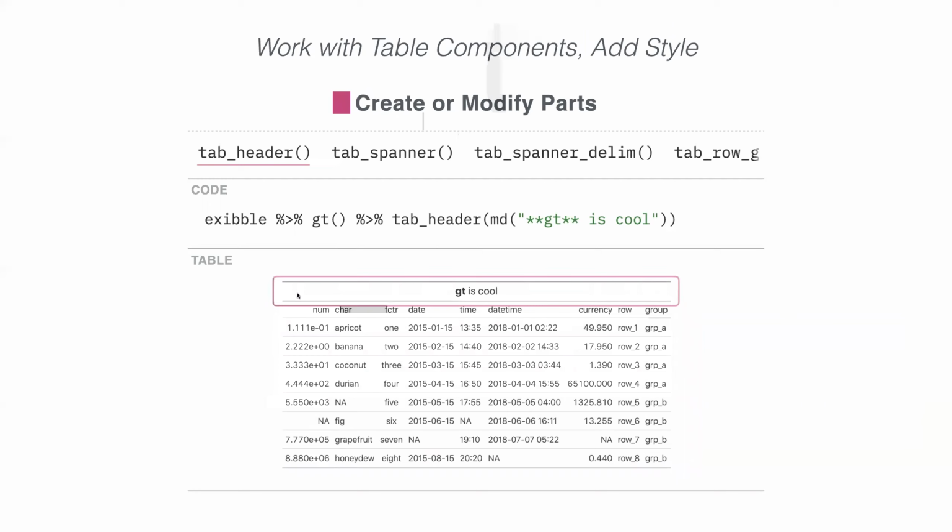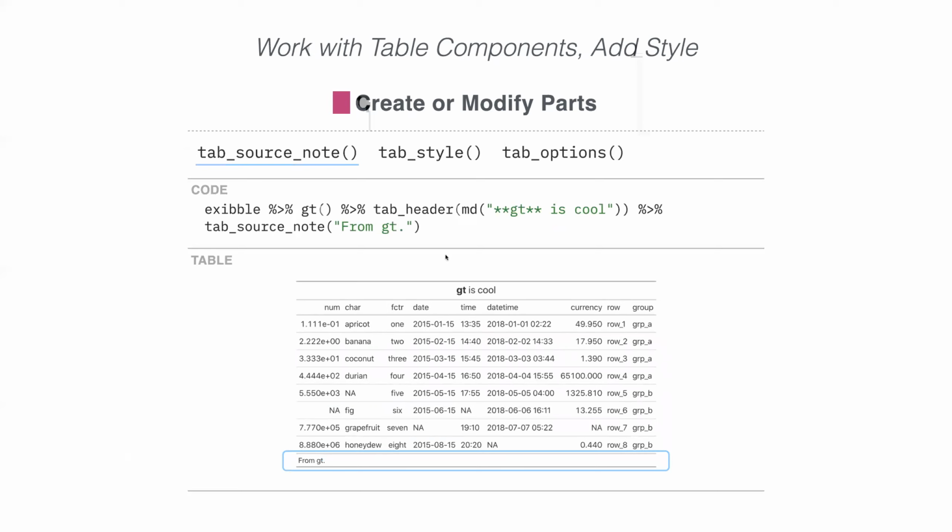Okay, tab_header. That's how you get the title. And you can add a subtitle if you want it, but we didn't put it there. We're always going to do this: Exhibit to gt and then some other functions beyond that. So with tab_header, you put in a title. We use this md helper to specify that this is Markdown. We put two asterisks on each side of GT so it gets bold. And yeah, so we get a title now.